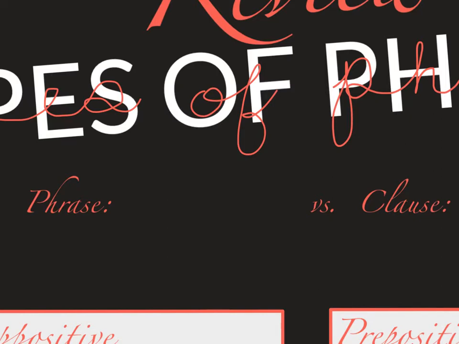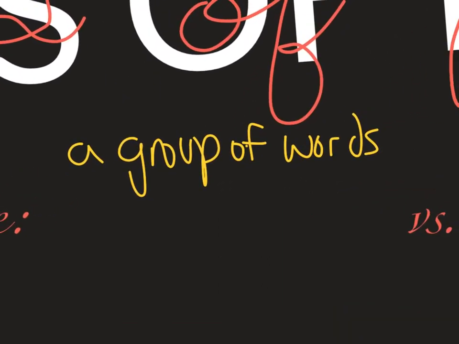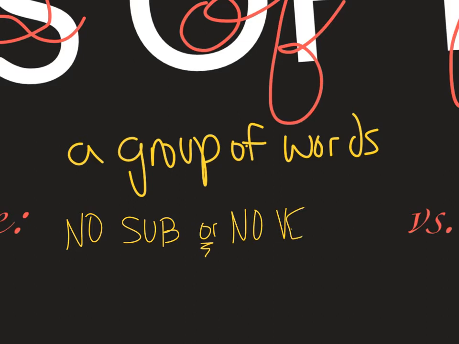Whoa, that's way too big. Let's try that. A phrase is a group of words, but there is one thing that is specific about that group of words: there is no subject or no verb inside that group of words.